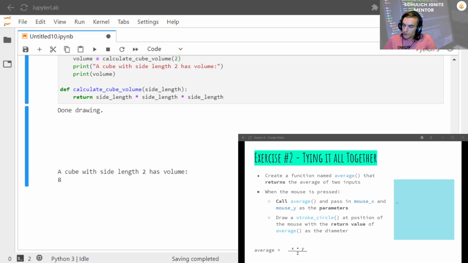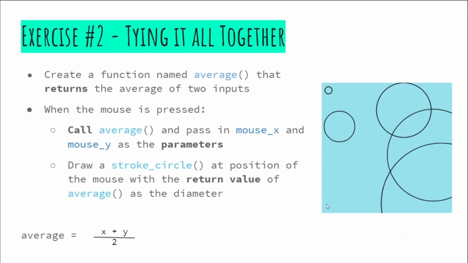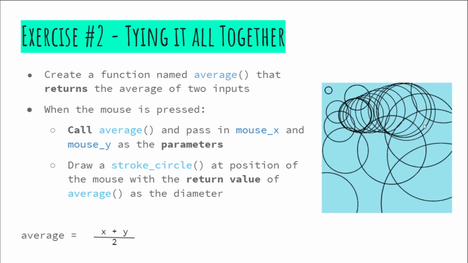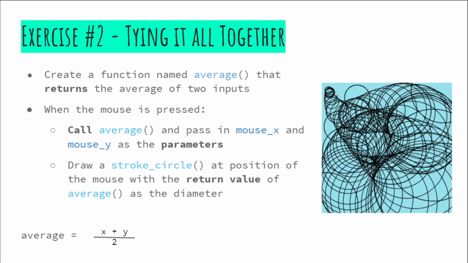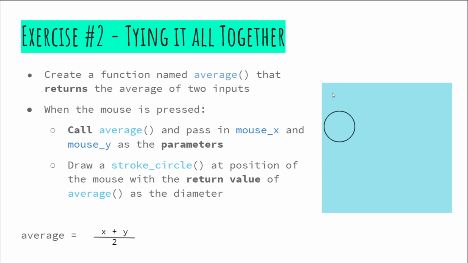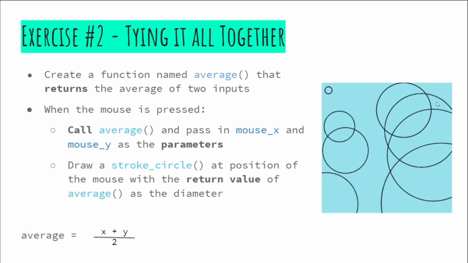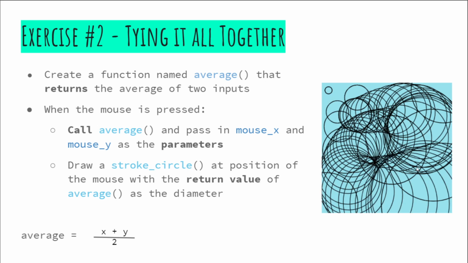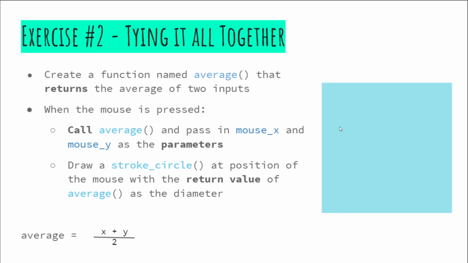So with that, we will go to our second exercise for the evening. Here, we would like you to create a function called average, and that should accept 2 inputs. It's worth mentioning that when you want to use multiple inputs, you just separate them with a comma. Then when the mouse is pressed, you want to call average, pass in mouse X and mouse Y as parameters, and draw a circle at the position of the mouse with the return value of average as its diameter. So, once again, to breakout rooms when you are ready.